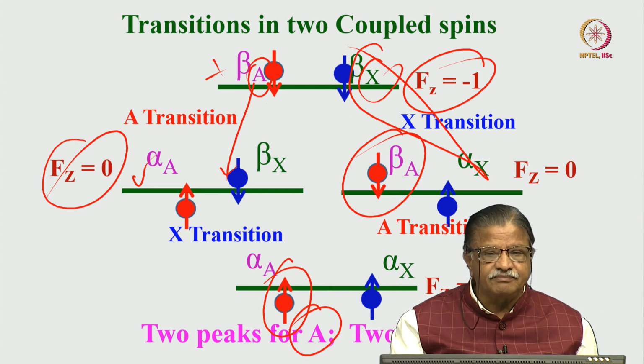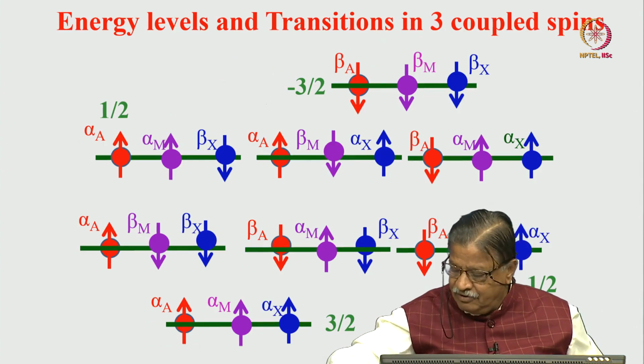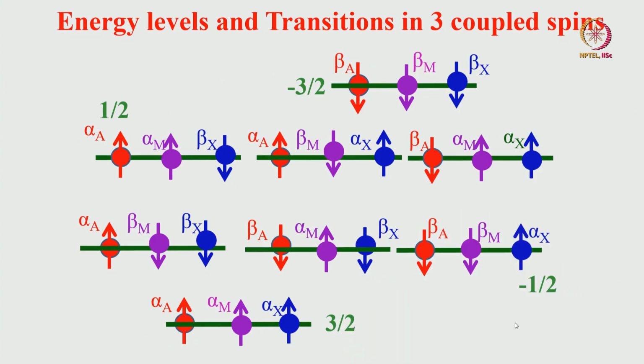Okay. Now, let us look at energy levels and transitions for 3 coupled spins. It is a little tricky. We have to understand this because we will try to analyze spectra of 2 spin, 3 spin, 4 spin, etc. First order analysis, second order analysis, everything we will have to do. But now, what are the possible energy states if I consider 3 coupled spins?